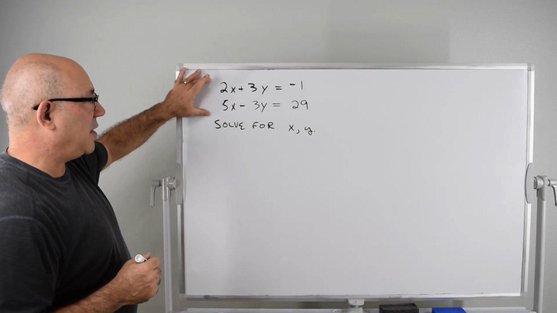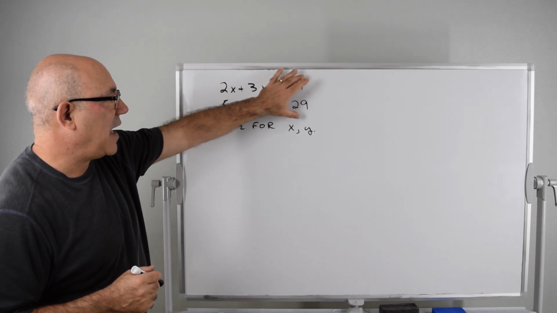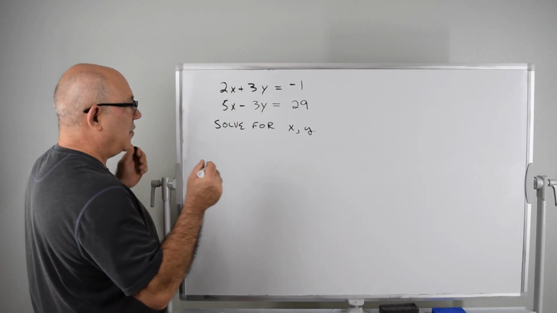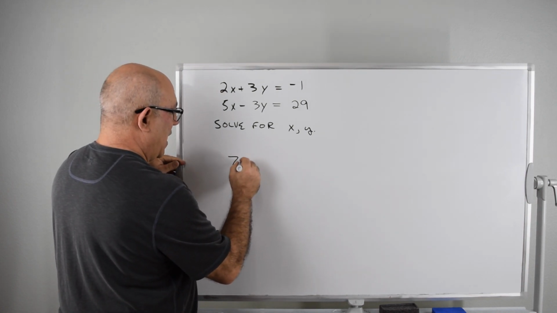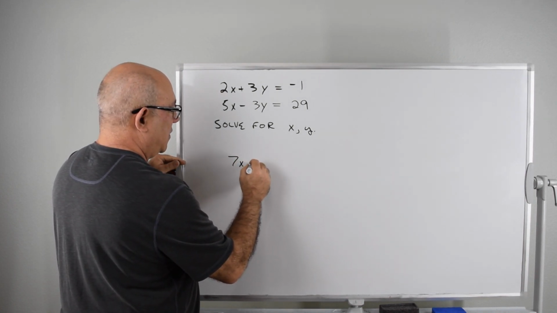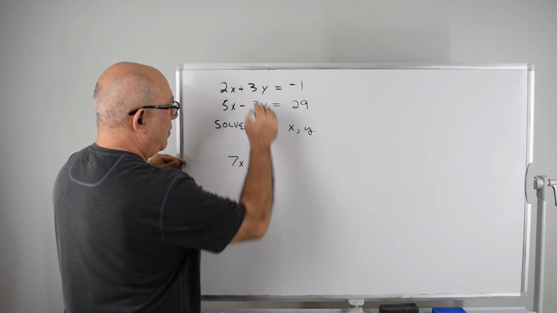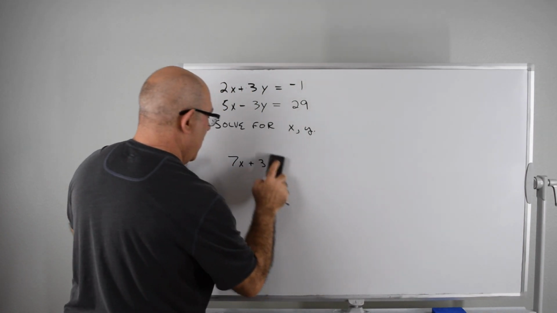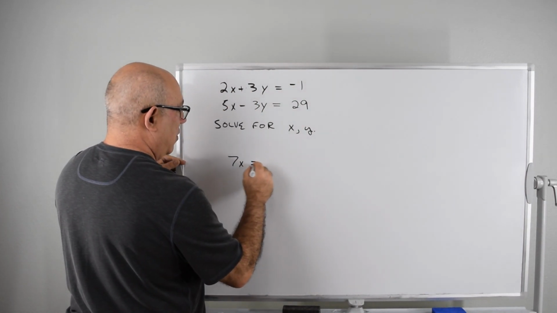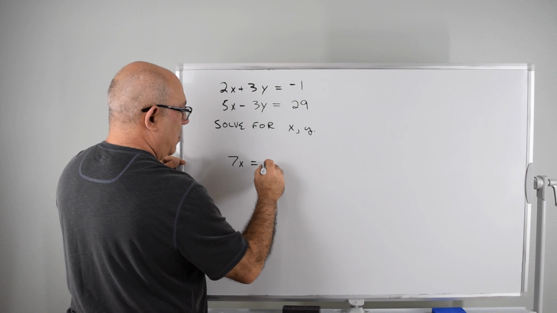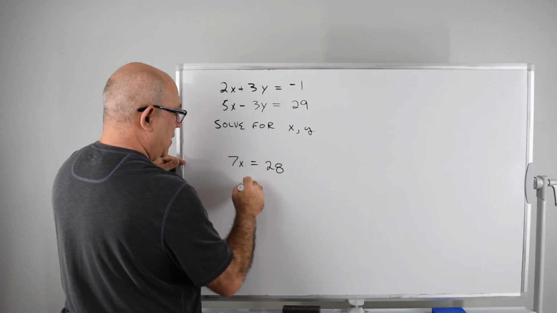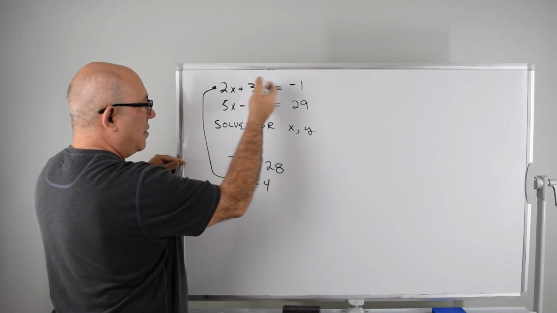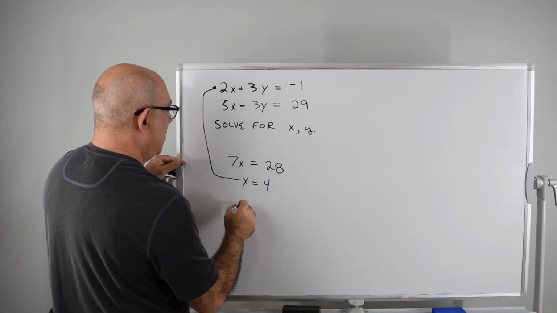With the addition method, what we're going to do is basically just add these two equations together to isolate x. So we get 7x plus 3y minus 3y, so that the y just goes away, equals 28. X equals 4. Substitute this back into either equation, and let's substitute it into the first one.